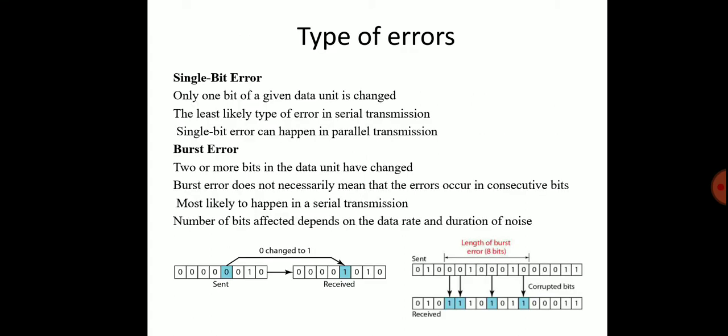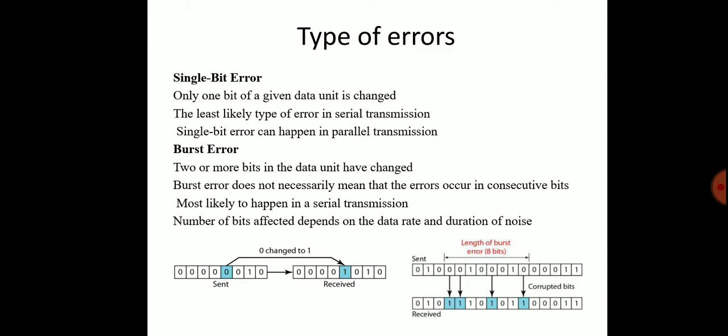Now, what are the types of errors? There are two different types of errors in communication network systems. Number 1 is single bit error, number 2 is burst error. In a single bit error, only one bit of a given data unit is changed. Okay, only one bit of data. It is the least likely type of error in a serial transmission path.